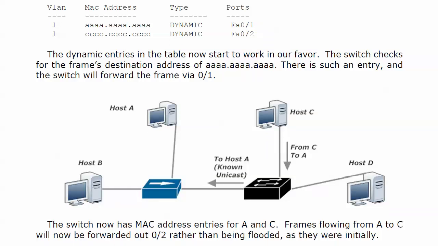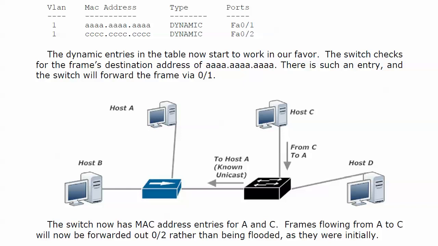And again, if we had 64 connected devices to this switch, how many ports would we be sending that frame to? We'd be sending it to 1. And that's it. We don't have all that unnecessary flooding. Now at this point, the switch has MAC address entries for A and C. And frames going from A to C now would be forwarded out 0/2 only rather than being flooded as they were initially. So just that quickly, you have a little initial flooding, that's okay, but that's where we want it to end.